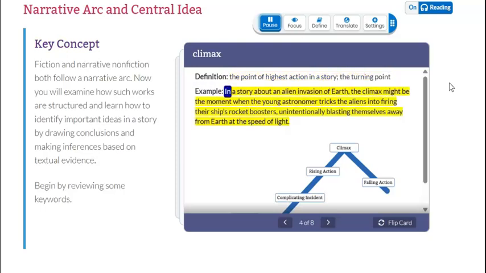Example. In a story about an alien invasion of Earth, the climax might be the moment when the young astronomer tricks the aliens into firing their ship's rocket boosters, unintentionally blasting themselves away from Earth at the speed of light.